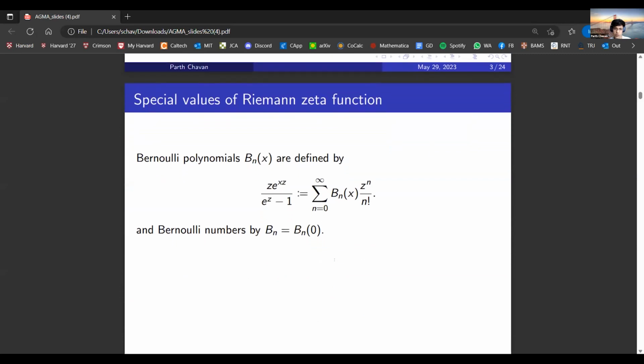We now introduce Bernoulli polynomials. Bernoulli polynomials are defined by this generating function z e to the xz over e to the z minus 1, which equals the sum of B_n of x, z to the n over n factorial. And Bernoulli numbers are just the evaluation of Bernoulli polynomials at x equals 0.